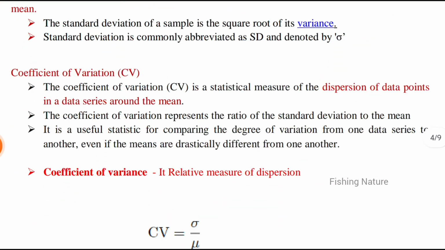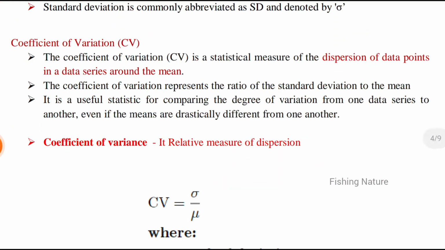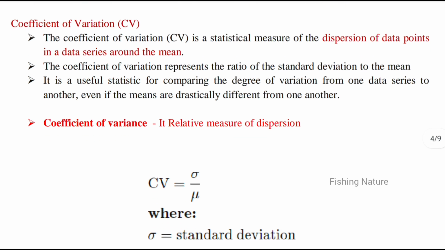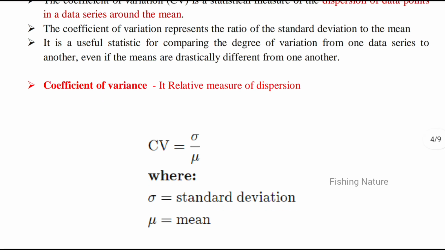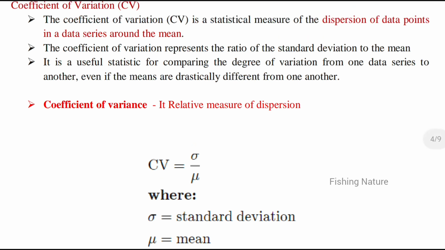Next, coefficient of variation. Coefficient of variation is a statistical measure of the dispersion of data points in a data series around the mean. You have to calculate and measure it. The coefficient of variation represents the ratio of the standard deviation to the mean. It is a useful statistic for comparing the degree of variation from one data series to another, even if the means are drastically different from one another.